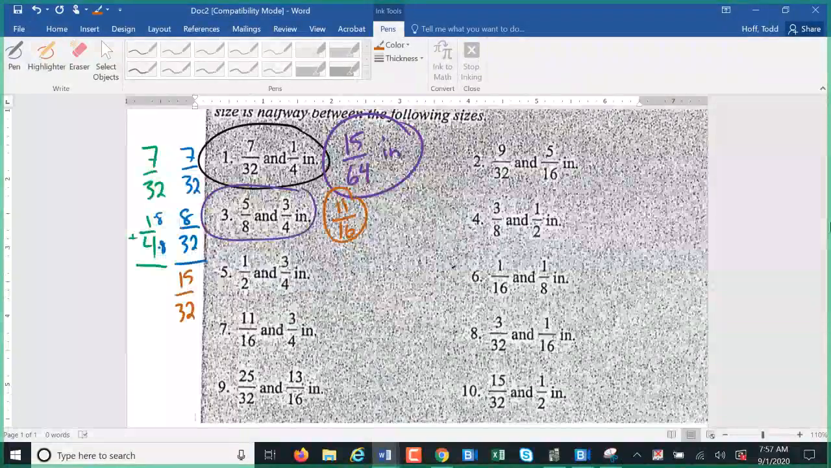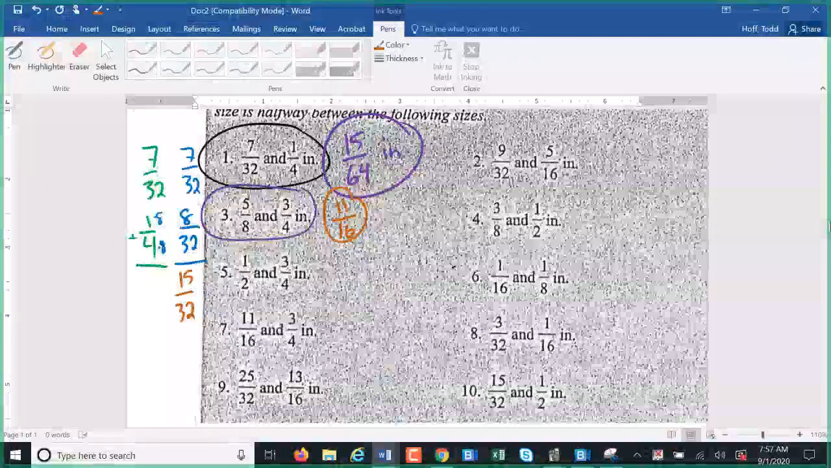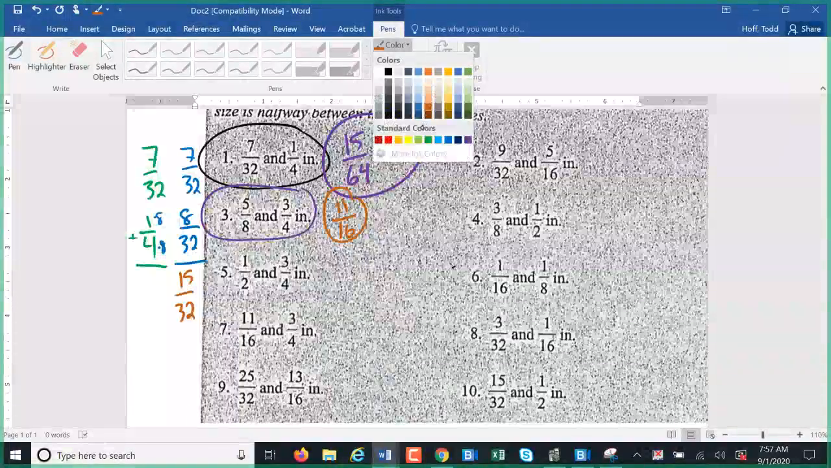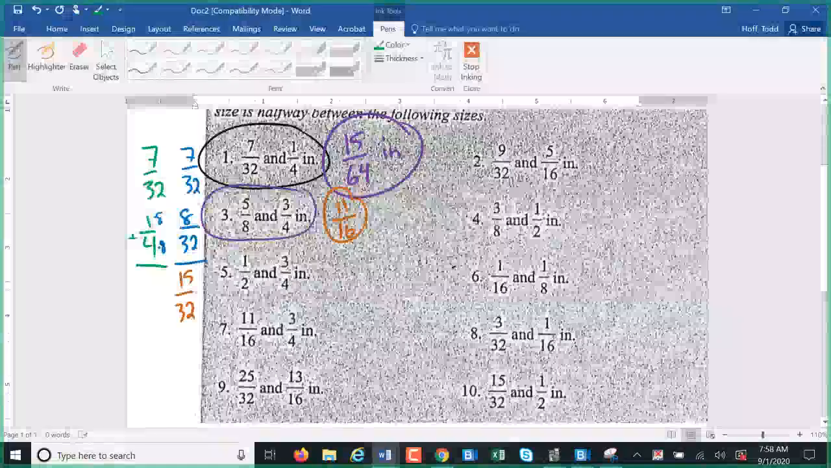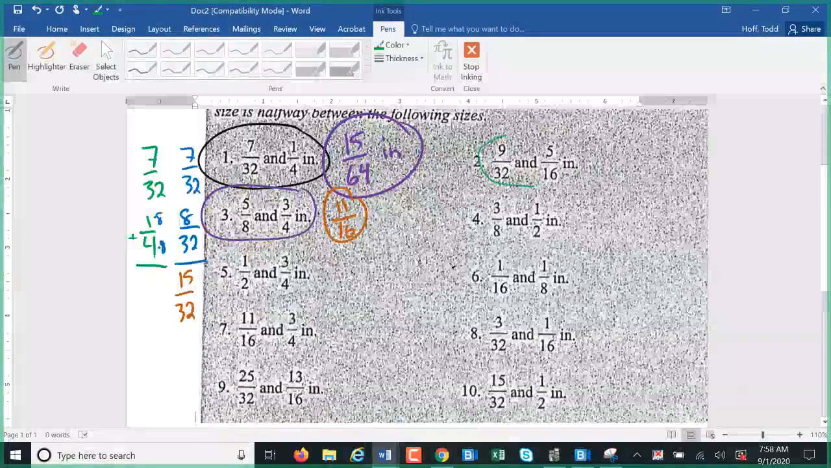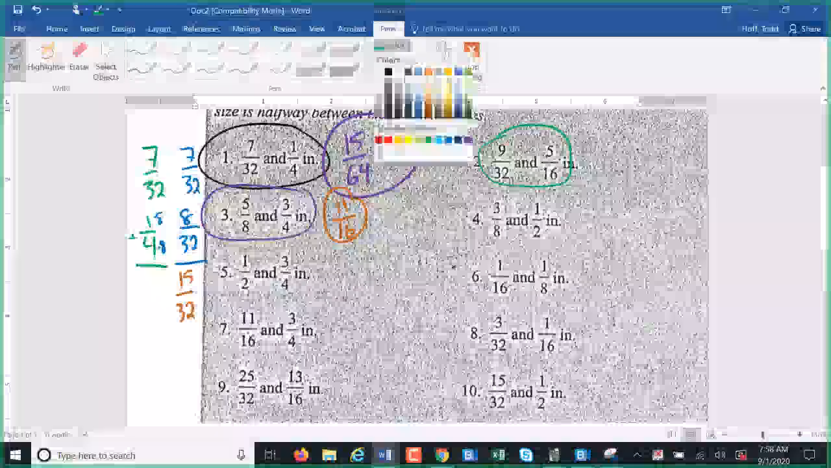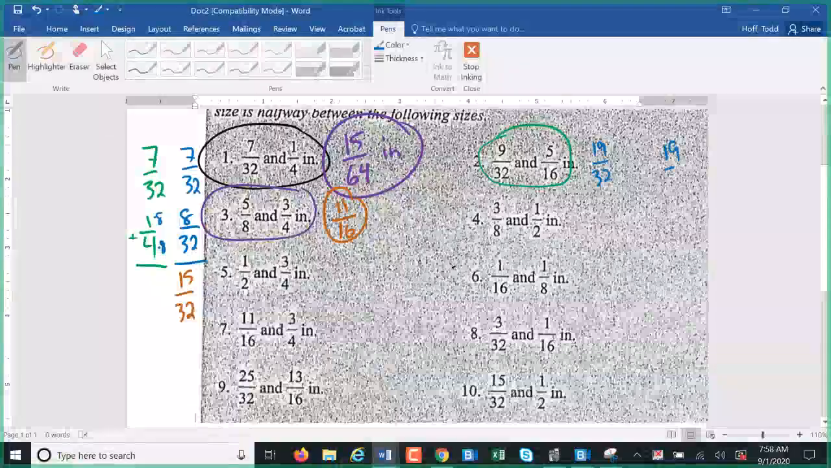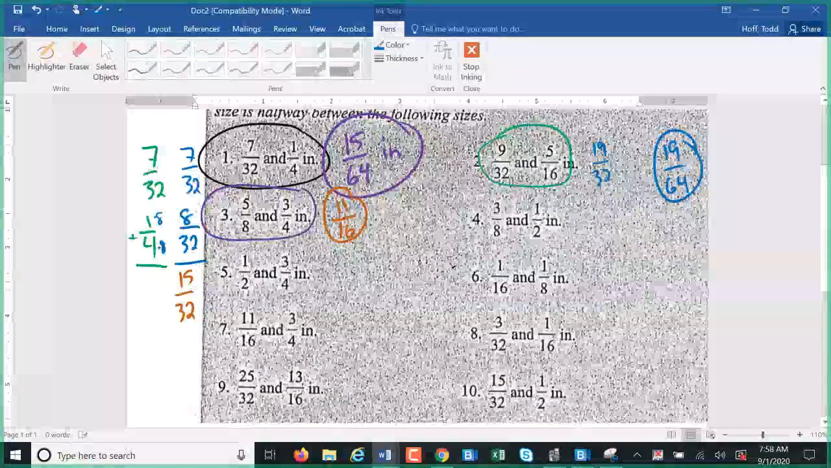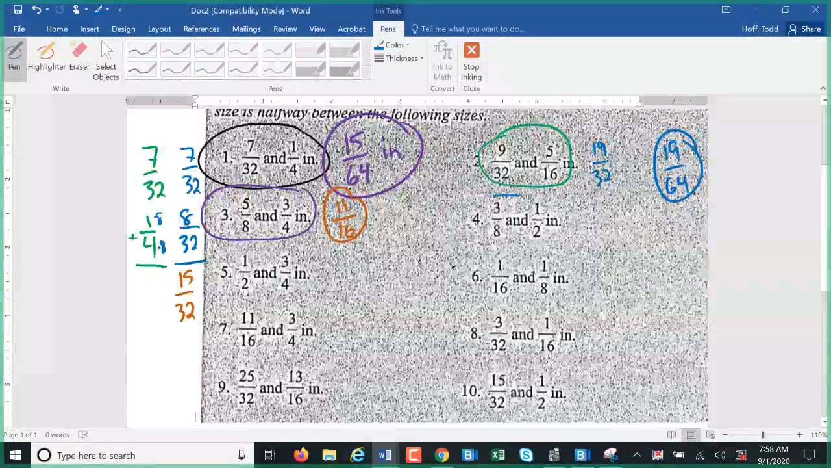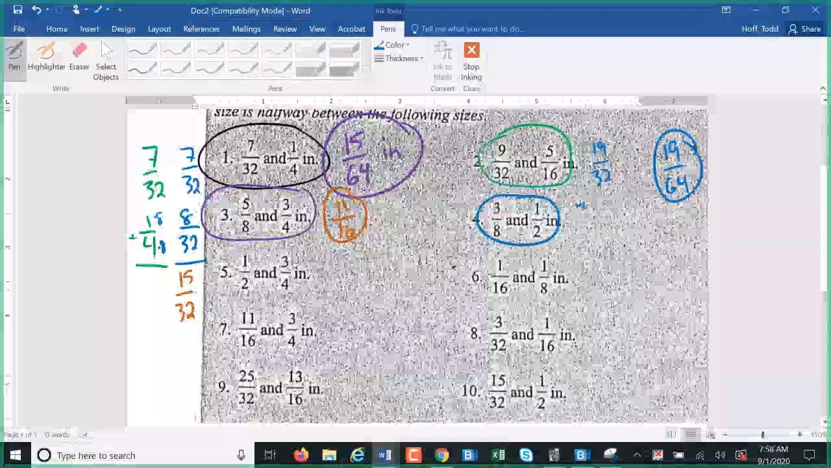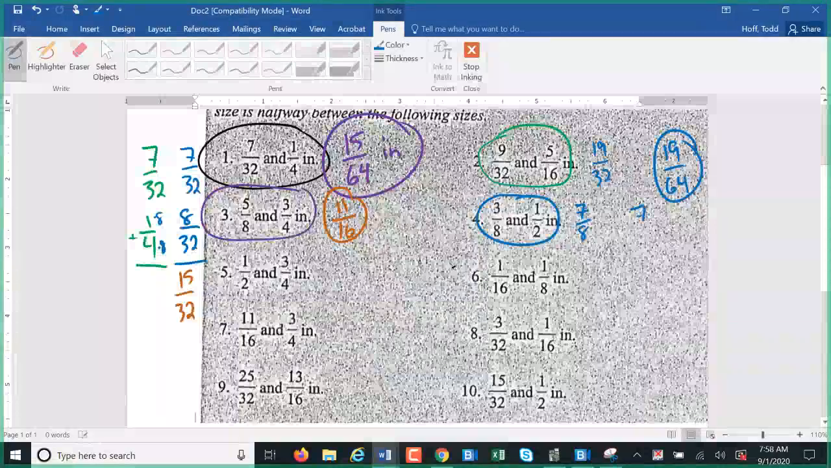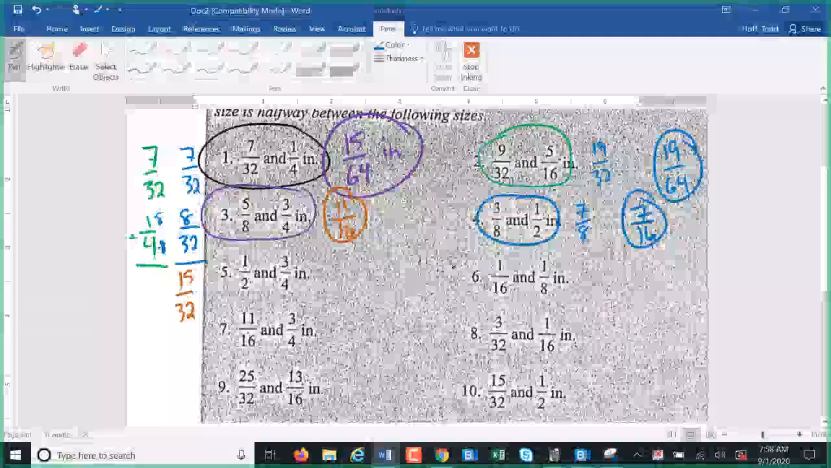A few of you are done and a few of you are still working, and that's okay. Let's see if the ones that you have done are done correctly here. So number 2, we're going to add 9/32 and 5/16. We add those to get 19/32. Divide by 2 to get 19/64 is the size in between them. Number 4, we had 3/8 and 1/2 will give us 7/8. Divided by 2 is 7/16, the size that's in between those.